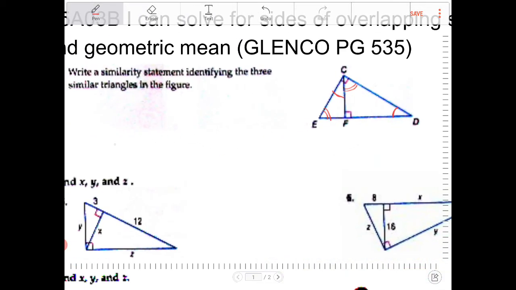With that understanding, I can then draw three different triangles with the same angle markings: two tick marks, one tick mark, and two tick marks, and one tick mark. Starting with the smallest triangle, I can go EFC, and then the middle triangle, I can go CFD, and then the largest triangle, I can go ECD.